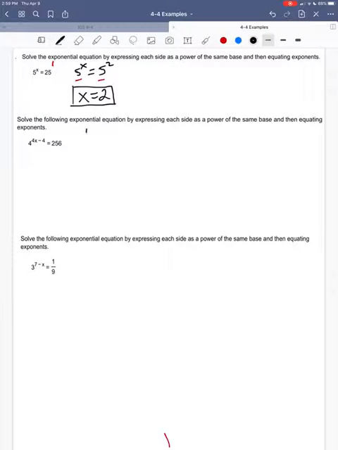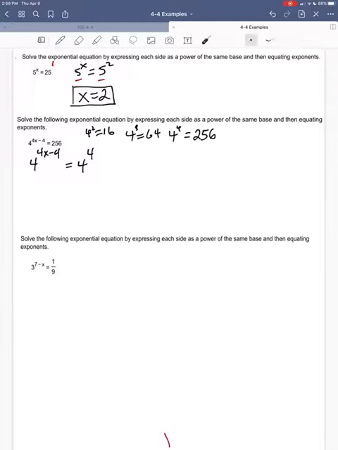Well, you know, if I do 4 times 4, 4 squared is 16. If I do 4 times 4 times 4, that's 64. And if I do 4 times 4 times 4 times 4, we can see that that is 256. So I can rewrite the 256 as 4 to the 4th power. So I get 4 to the 4x minus 4 equals 4 to the 4th power.